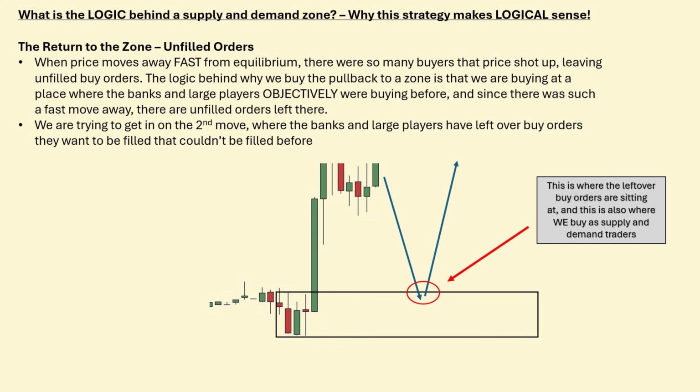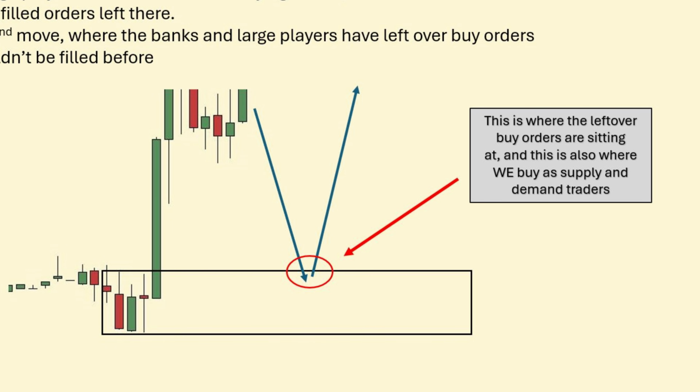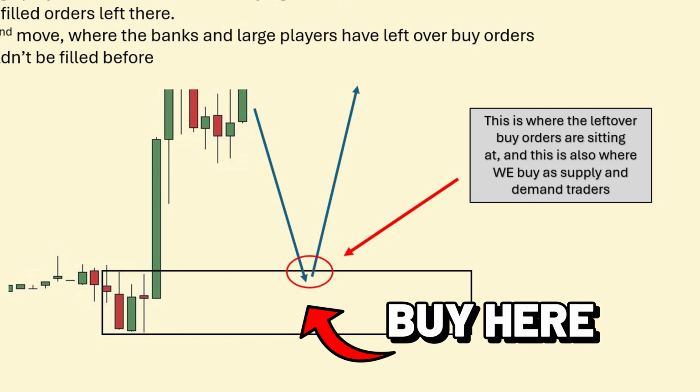So once they show their hand, once the footprints are on the chart with that explosive move, there is reason to believe that there are potentially leftover buy orders sitting at that price level before that explosive move. Because again, the logic is there were so many buy orders at that price and so few sell orders that price shot up. Meaning, let's say they wanted to buy 100,000 shares, maybe there's 25,000 left over. So the concept is that we are buying on the return to the zone.